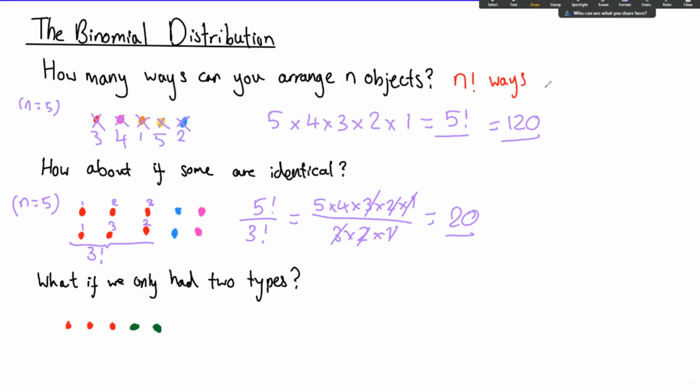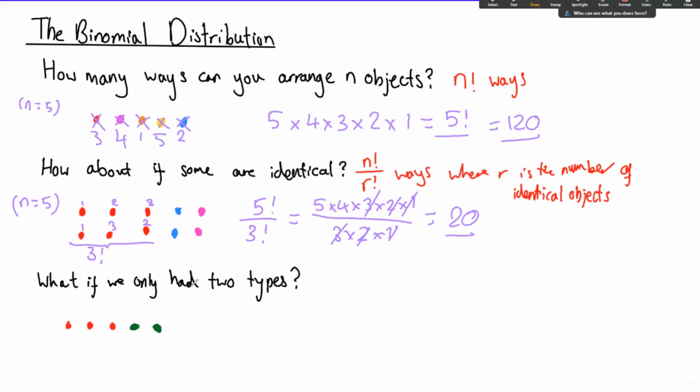So in general, what we can say is it's n factorial over r factorial ways, where r is the number of identical objects. So you can see here the number of identical objects was 3. So that's our r here. So we have 5 factorial over 3 factorial.